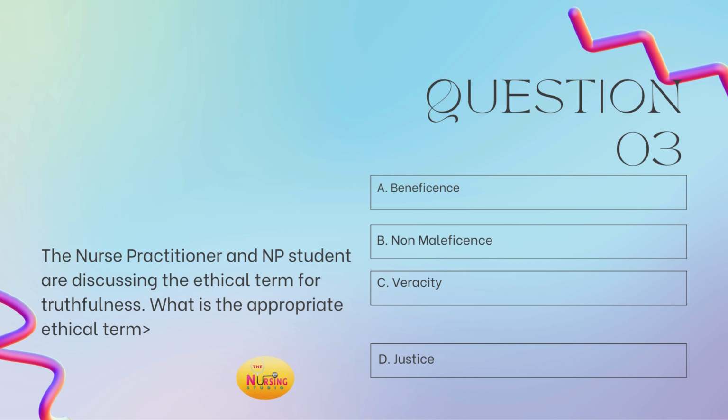All right, stem of the question states, what is the appropriate ethical term? Again, we're looking for the ethical term of truth, truthfulness. Is it beneficence? No. That's to do good, right? Like I say, think benefit. B, non-maleficence. No, that means to do no harm, right? Like no malice. C, veracity. Yes, veracity means truth, truthfulness. And then D, justice is for fairness, okay?